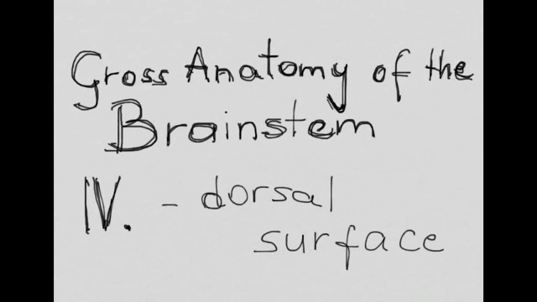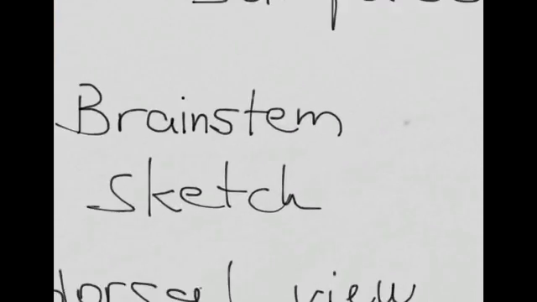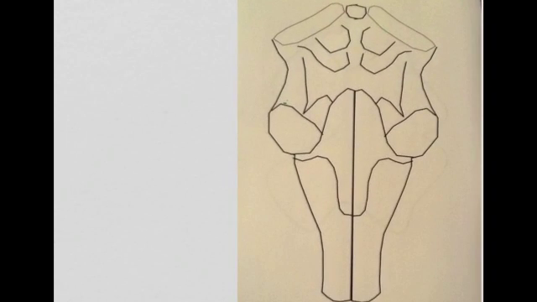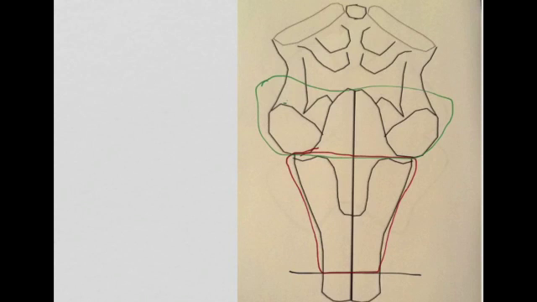Let's still look at the anatomy of the brainstem, but now we look at the dorsal surface. And again, looking at the sketch, let's look at the three parts quickly, as we well know them by now. So here is the spinal cord, border to this line is the spinal cord. The medulla. The pons. And the midbrain.